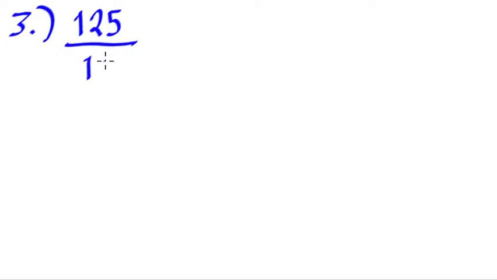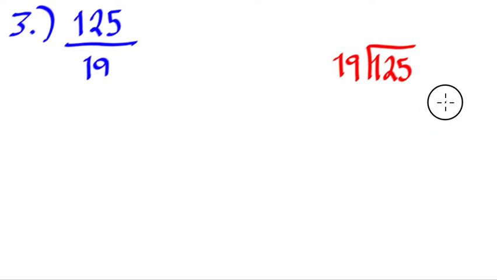Number 3 asks us to change the fraction 125 over 19 to a mixed number. So let's proceed to division: 125 divided by 19. What is it going to be? 19 times 10 is 190. 19 times 5 is going to become 95. So this is more than 95, so let's try 19 times 7 for now.